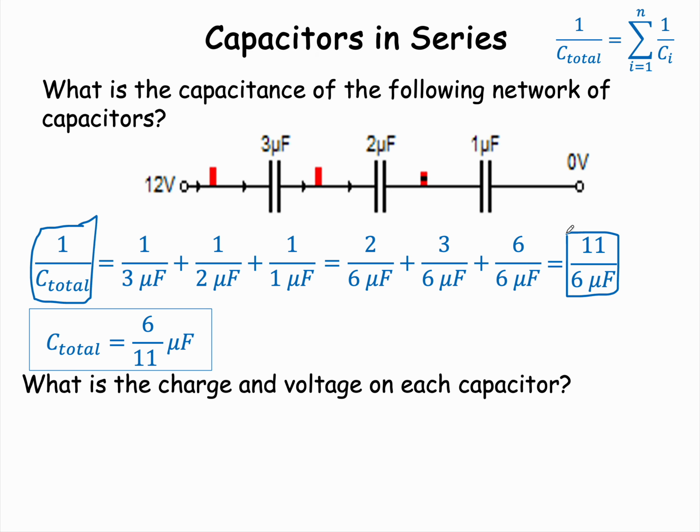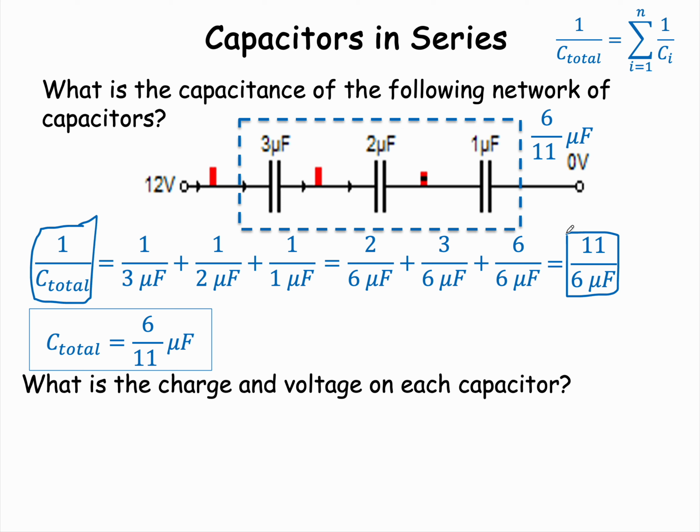Now, what's the charge and voltage on each capacitor? To answer that one, we've got the total capacitance of these 3 capacitors. Maybe I should erase all this other stuff here for a moment, just so it gets out of the way. We know that these 3 together act like a single capacitor that would have this total capacitance that we just calculated. So what can we do with that?